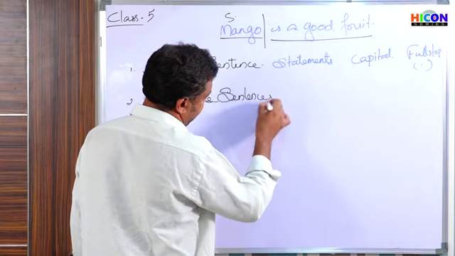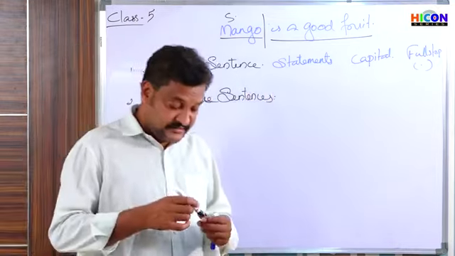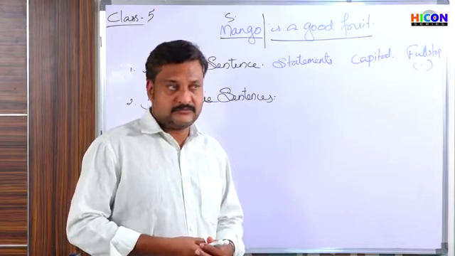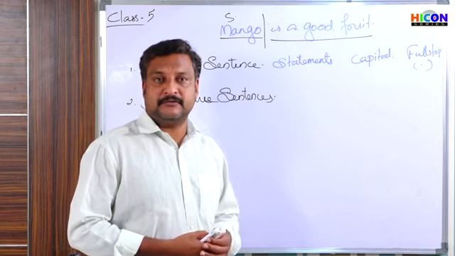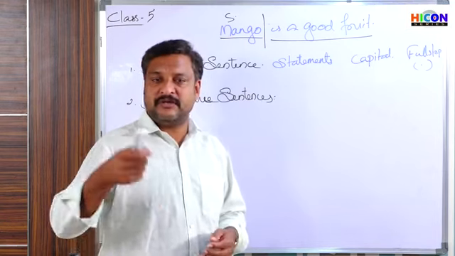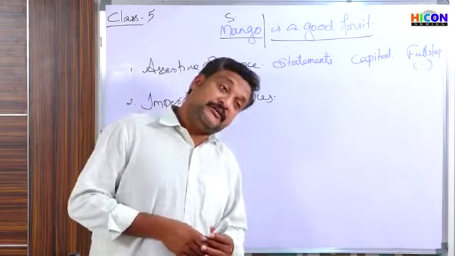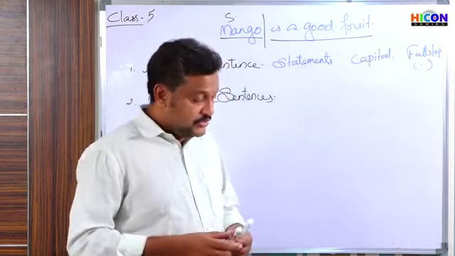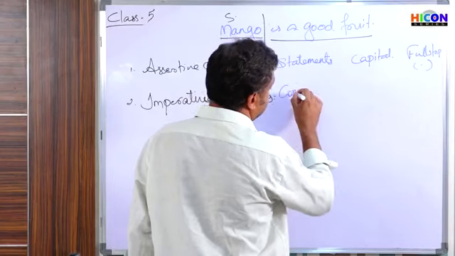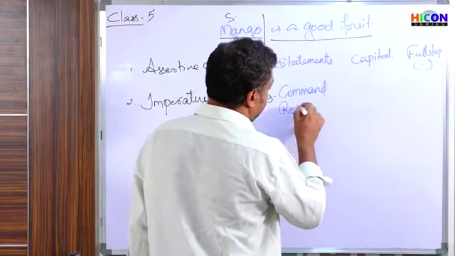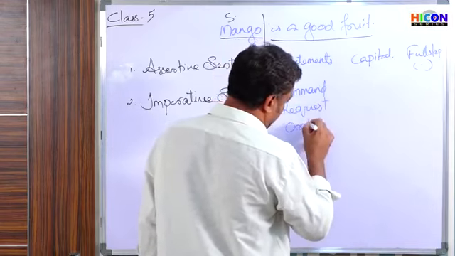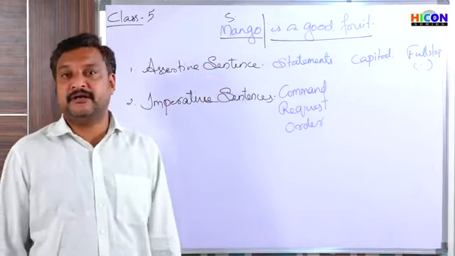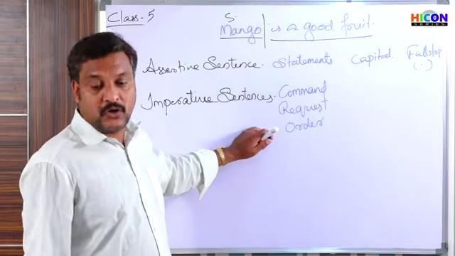Then, the second one is imperative sentences. So, what do you mean by imperative sentences? See, at school, usually we may come across statements: open your book, close your books, sit down, stand up, come here, go to the staff room and get me a piece of chalk. Sometimes we will ask our friends, can you give me a pen, please? So, command, request, order, etc. Imperative sentences are sentences which we use to make a command, request, orders, etc.